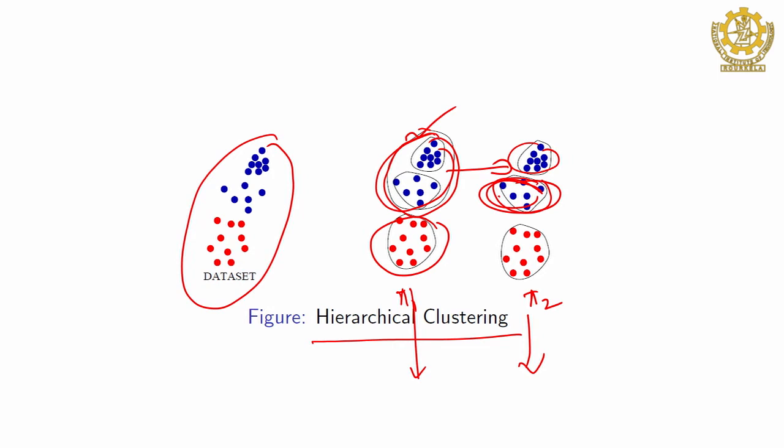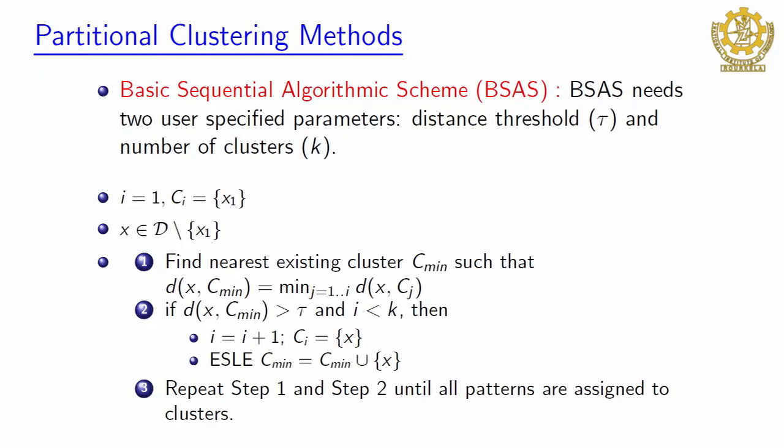We will show examples, because we will apply different clustering techniques and some are hierarchical and some are partitional. So, in today's class we will start with one easy partitional clustering approach. This algorithm was introduced maybe in the 60s or 70s. The algorithm name is BSAS, Basic Sequential Algorithmic Scheme.